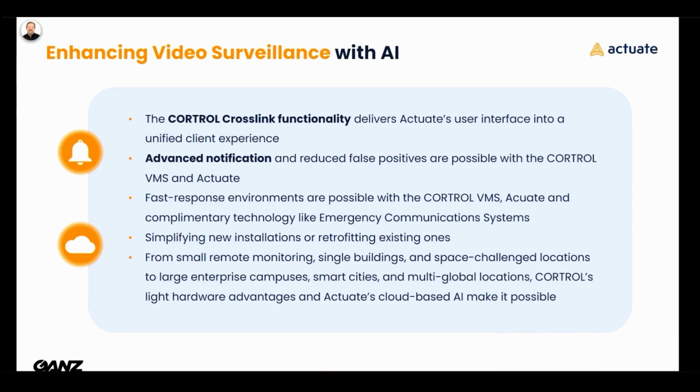As mentioned, Actuate basically doesn't need any hardware. So Coretrol can take over existing hardware, or you can install new hardware depending on the deployment. And then Actuate just gets connected right up to that with no additional hardware requirements, making it a very streamlined, very easy installation. And this goes from small remote monitoring, single buildings, or even space-challenged locations, all the way up to large enterprise campuses or smart cities, as well as multi-global locations. Coretrol's light hardware advantage and Actuate's cloud-based AI make this possible. It's a very strong combination together.